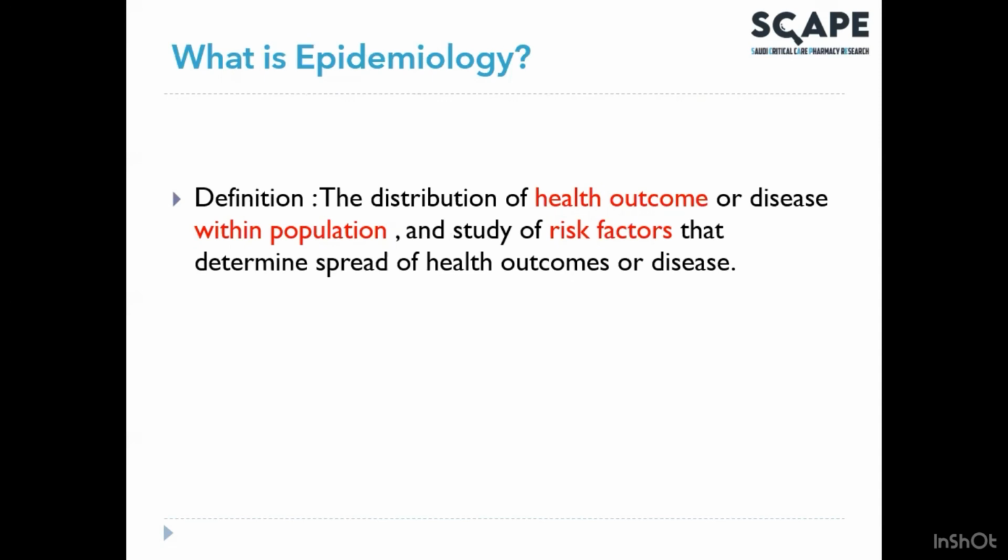So what is epidemiology? The scientific definition of epidemiology is the study of distribution of health outcome or disease within a specific population, and the study of risk factors that determine the spread of the health outcome or the disease. So we have specific health outcomes with a specific definition, and we are studying this health outcome within a population, and also we are studying how risk factors can increase or decrease the outcome.